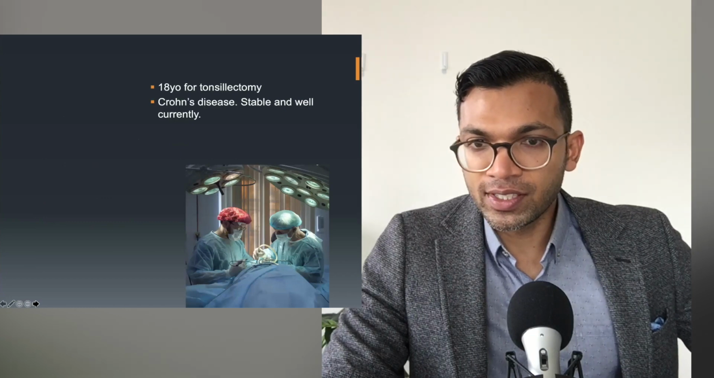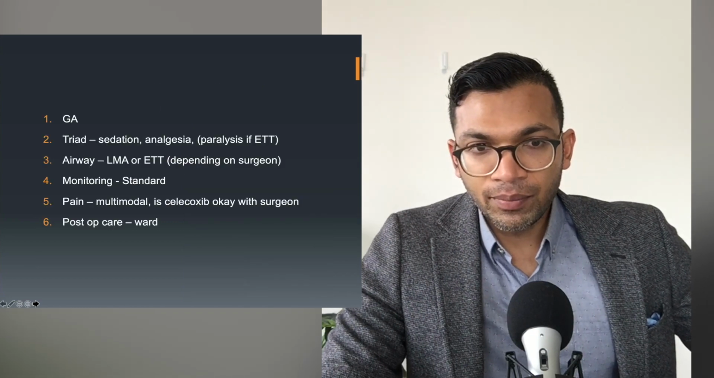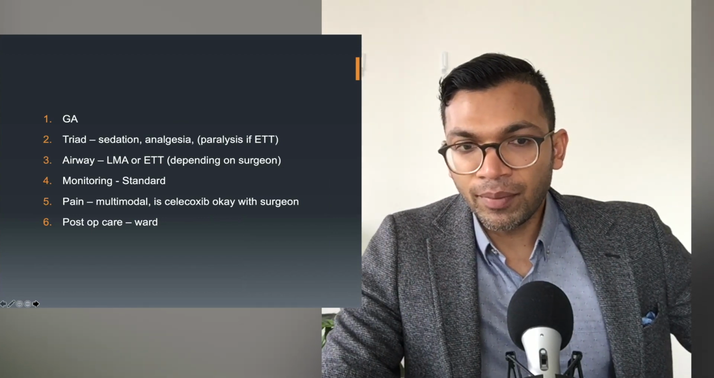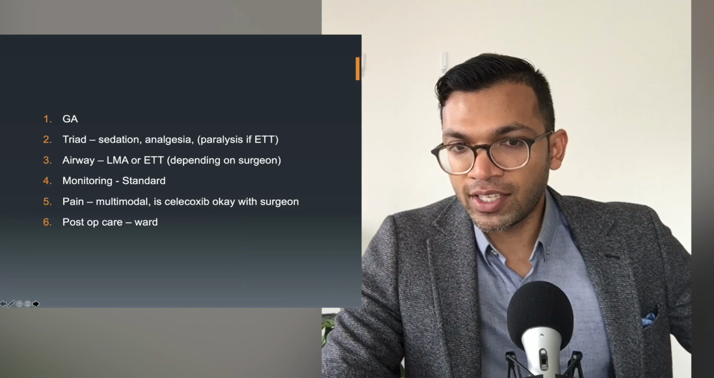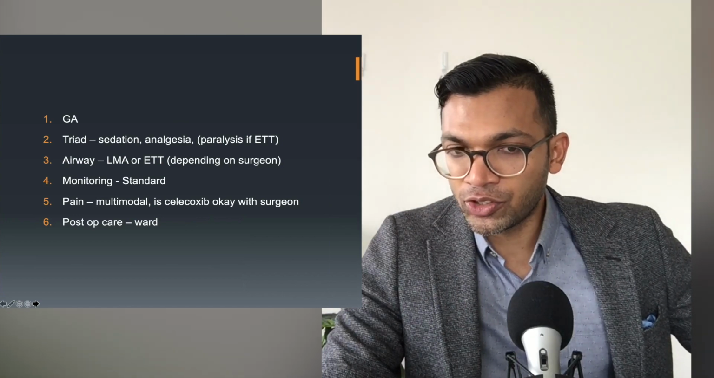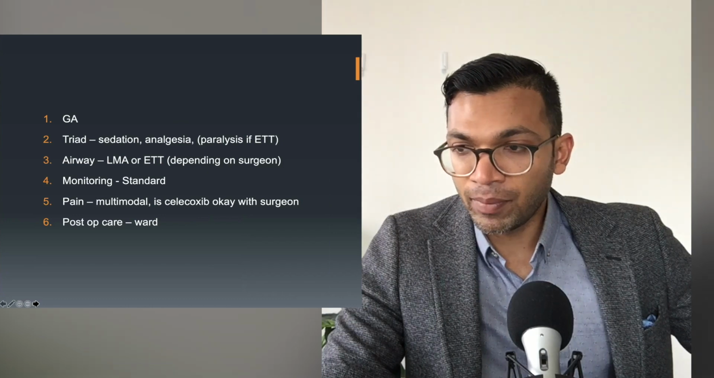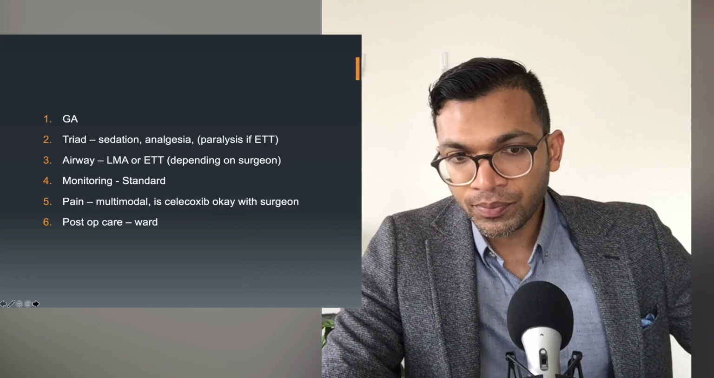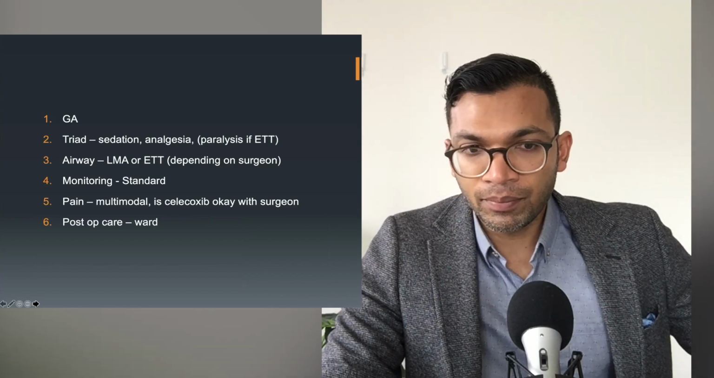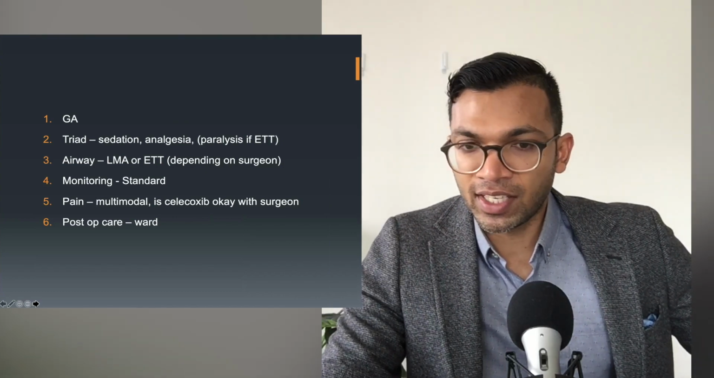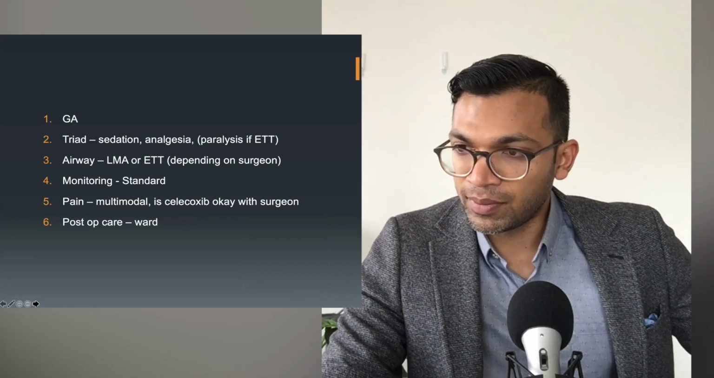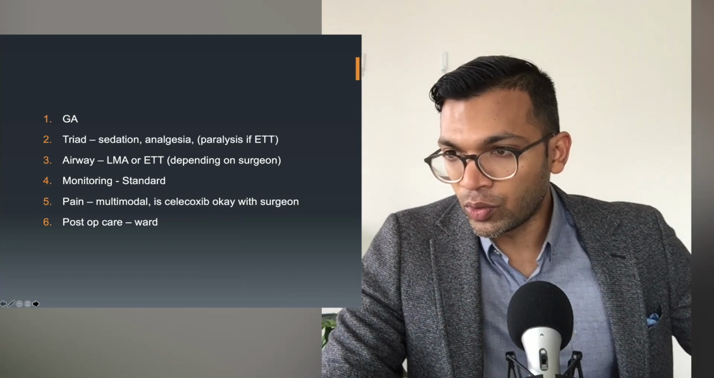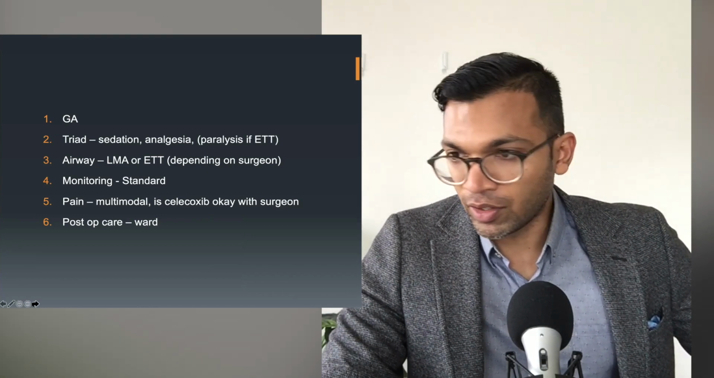18-year-old for tonsillectomy with Crohn's disease, stable and well currently. And again, this is just a bit of an insight into the fact that you'll need a GA for this patient. Often surgeons can do this case without paralysis and without an endotracheal tube. So sedation, analgesia, and LMA is pretty common these days, but often you need an endotracheal tube and a throat pack as well. Monitoring is pretty standard. Pain, again, multimodal, and I'd particularly ask if celecoxib is okay with the surgeon because they might be worried about any post-op bleed risks. And then post-op care is often the ward, if not a day procedure.